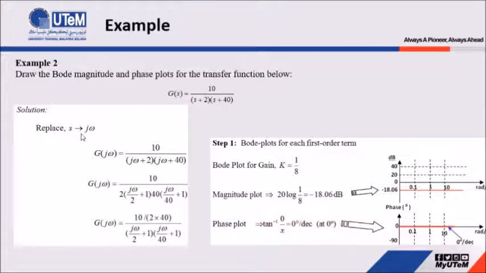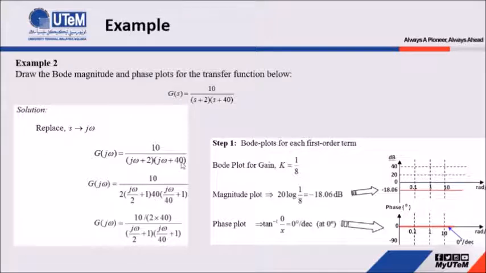First, we have to change this s with j omega and just change like this. And then after that, we have to make sure this part and also this part are equal to 1. So in order to make this part equal to 1 and also this one equal to 1, we just multiply this equation, this one, with 2. When we put 2 outside here, this equation becomes 2 times j omega divided by 2 plus 1.